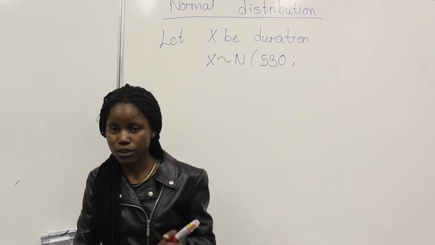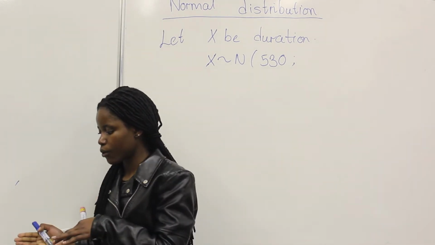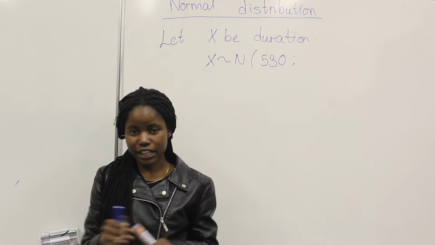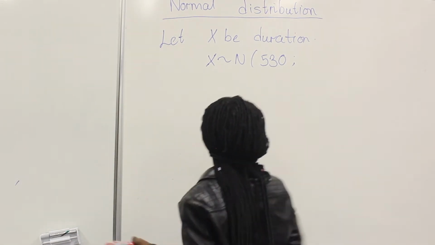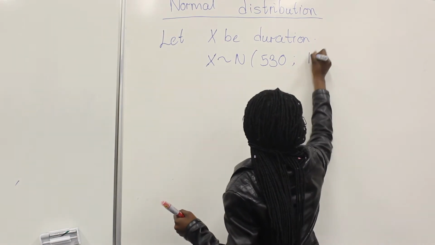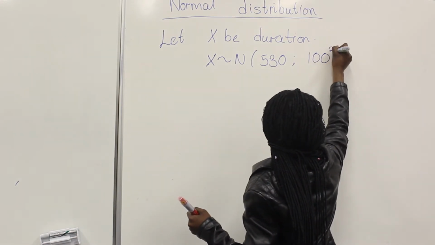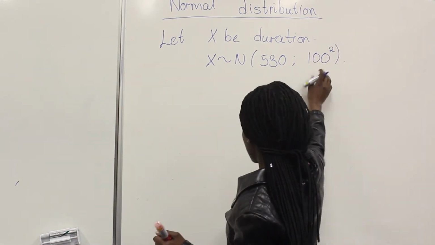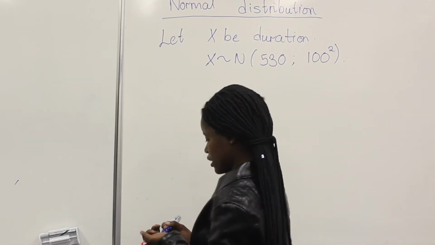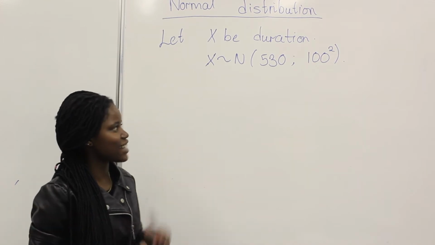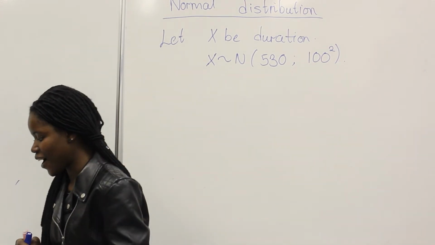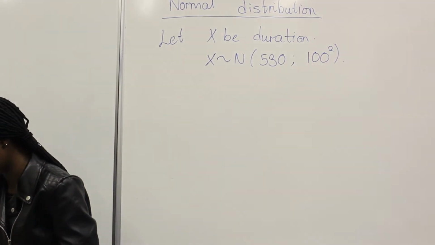As we all know, to get the variance from the standard deviation, you have to square the standard deviation. So I would put it as 100 squared. This is the variance, not the standard deviation, sorry. Then we actually move on to the question.